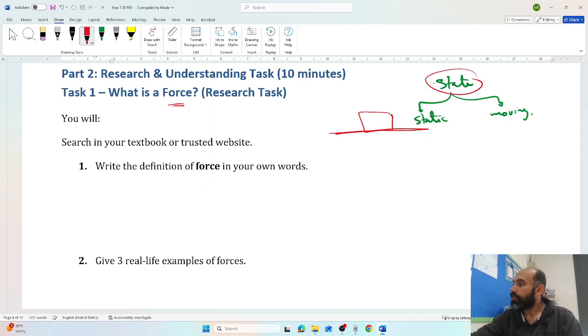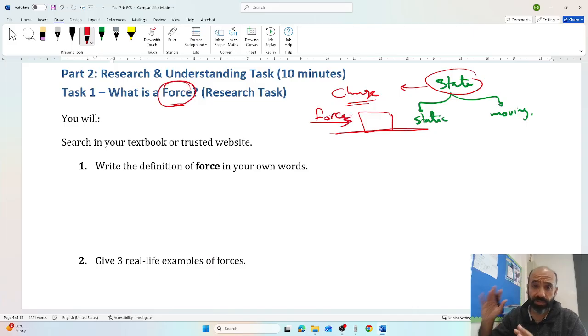If you want just to change the state of the object or the shape of the object or the direction of the object, you need to apply a force on this object. So what is meant by a force? Force is an external factor or an external stimulus which tries to change the state of the object, the shape of the object, or the direction of the object, right?